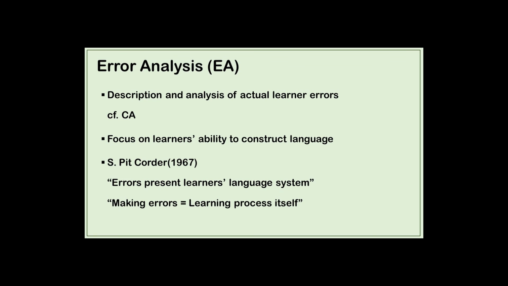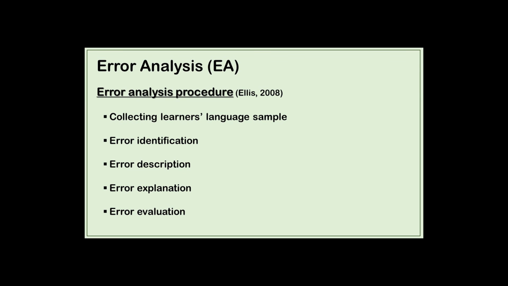Corder argued that error presents the language system of learners, and that error is not a thing to be avoided, but a learning process itself that is inevitable in the course of learning. Ellis presented the procedure of error analysis: collection of a sample of learner language, identification of errors, description of errors, explanation of errors, evaluation of errors.